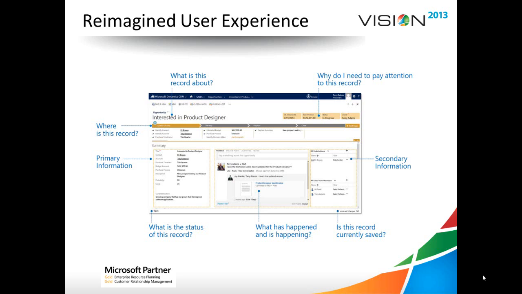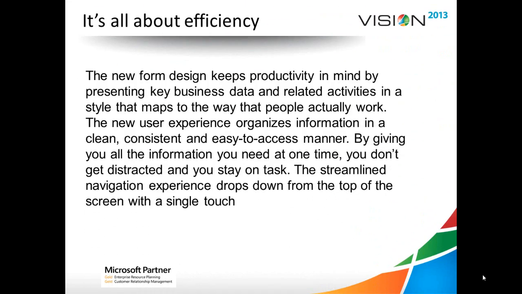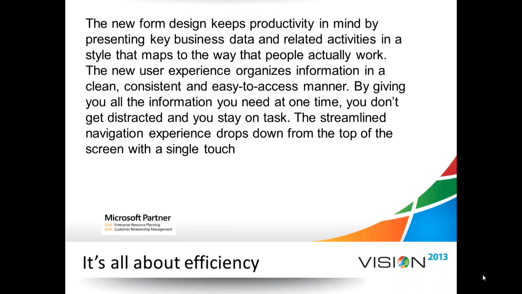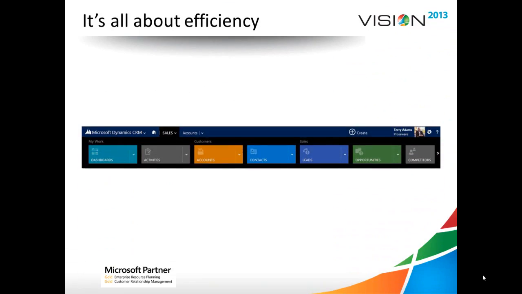The idea is that if we provide an efficient form, productivity would be efficient as well. If a new user experience organizes the information in a clean, concise, easy-to-access manner, it will provide you the information that you need at one time. You'll not be distracted and stay on task. The streamlined navigation experience drops down from the top screen in one single touch. So once we click on sales, for example, underneath it, we're going to see all the different items that are associated with the sales, like account, contacts, opportunities, etc.